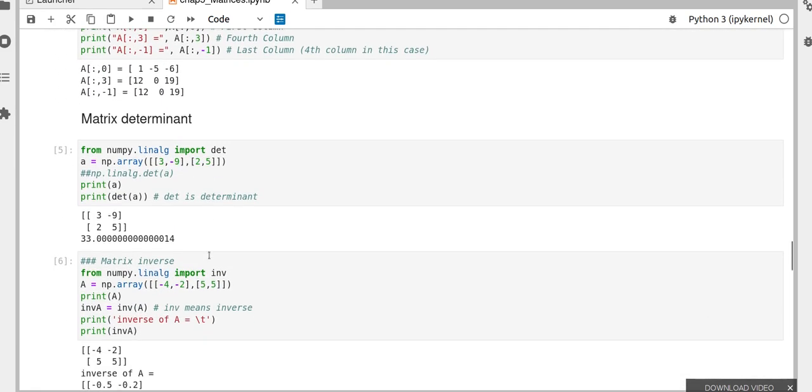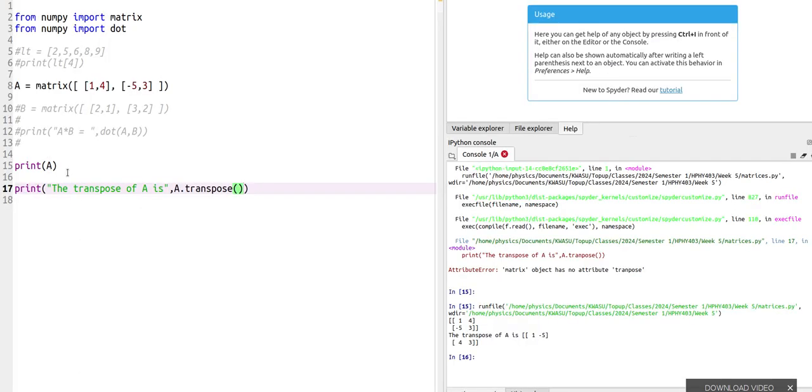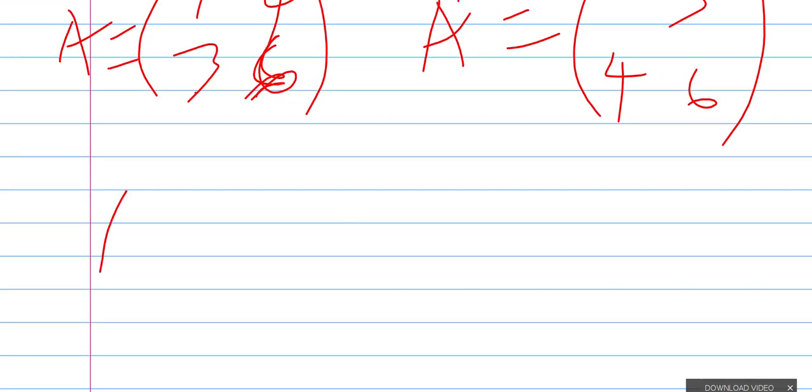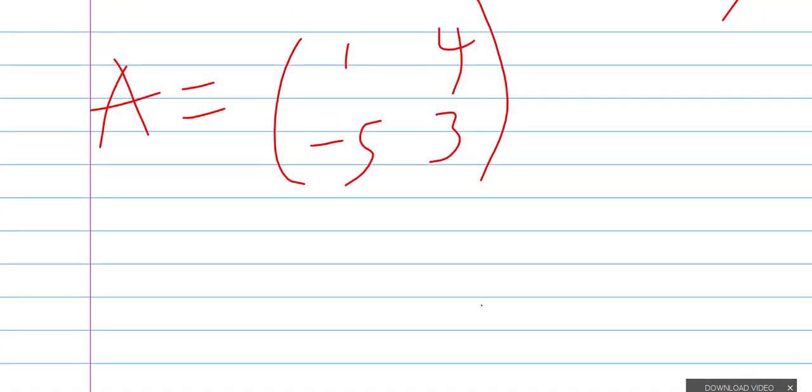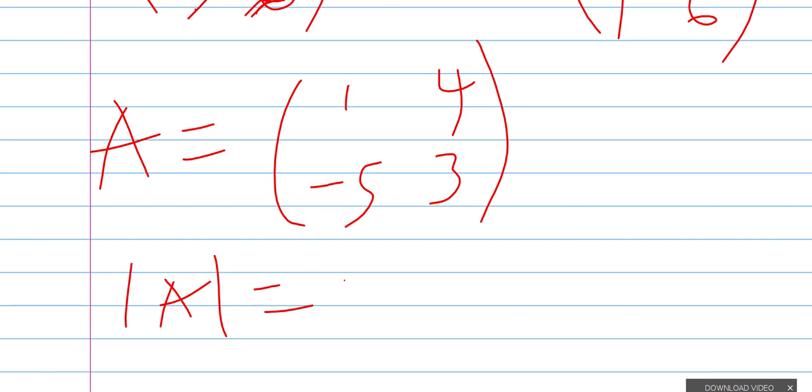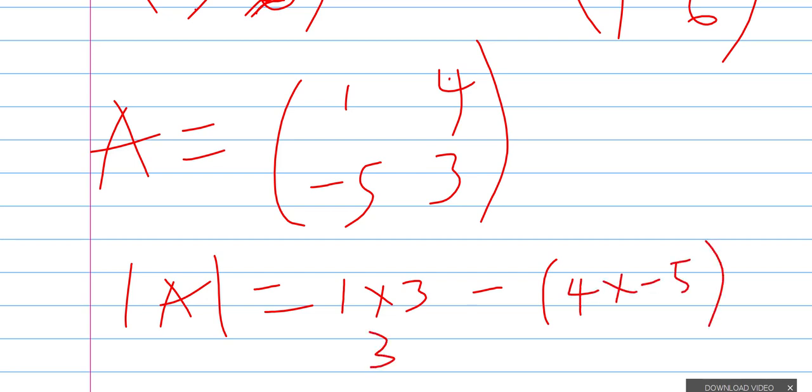So next is the determinant of a matrix. How do you find the determinant of a matrix? So let's say A equals 1 4 minus 5 3. The determinant of A is you multiply 1 by 3, so 1 times 3, then minus 4 times minus 5. So 1 times 3 is 3, 4 times minus 5 is minus 20. Minus times minus is plus. So that would be 23.